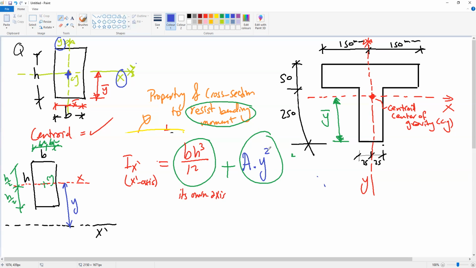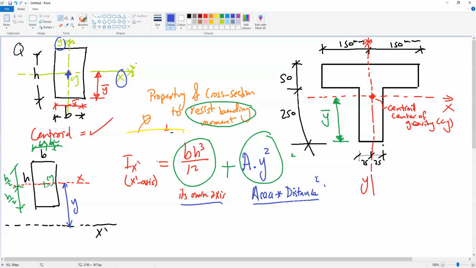So it will be A multiplied by y squared. If the axis is not passing through the centroid of the cross section, we have two terms: the term about its own axis plus area multiplied by distance squared. Don't forget that. So we have two general cases: if the axis passes through the centroid, and if the axis does not pass through the centroid.